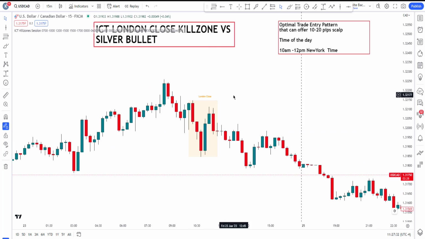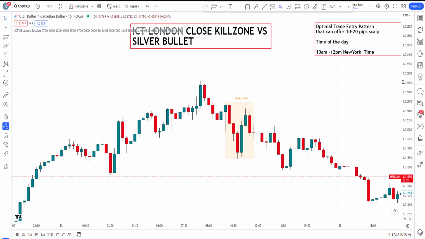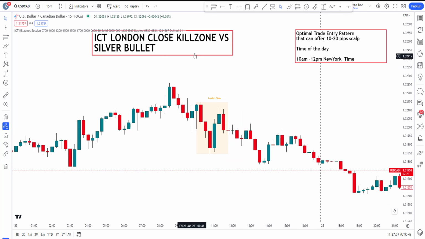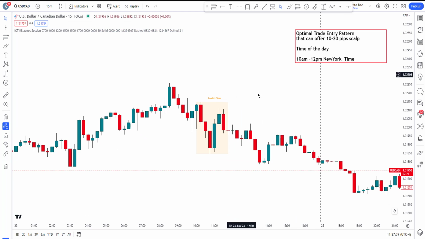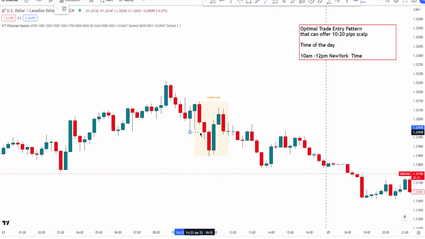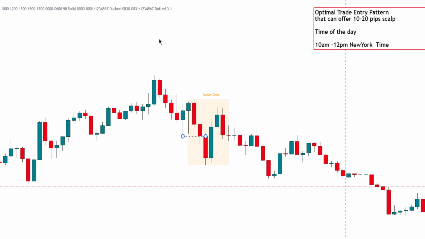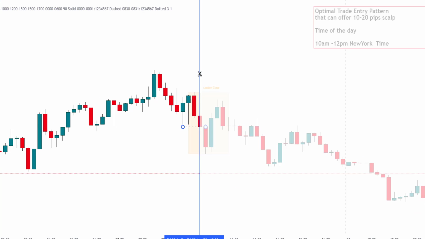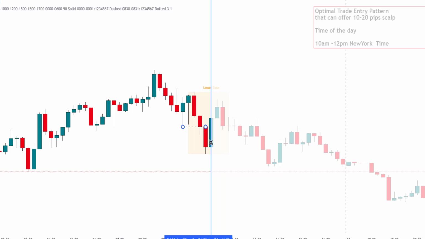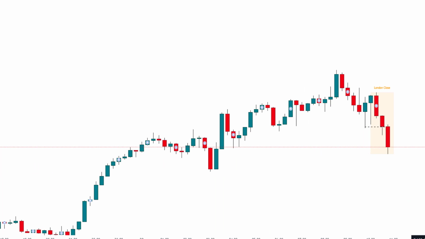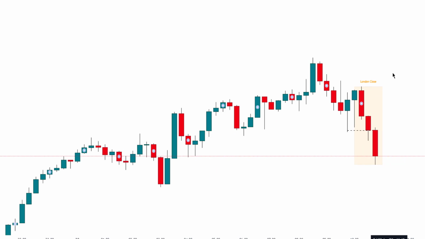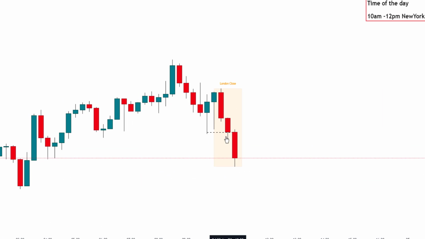Now look at it. As price came into the London close, okay, look at what happened. Price actually gave you a very massive break of structure right here, this place. So this is what I'm saying. You're going to see this as you trade this simple concept. You're going to see it happening time and again into the London close Killzone. You can actually see this happening right here.